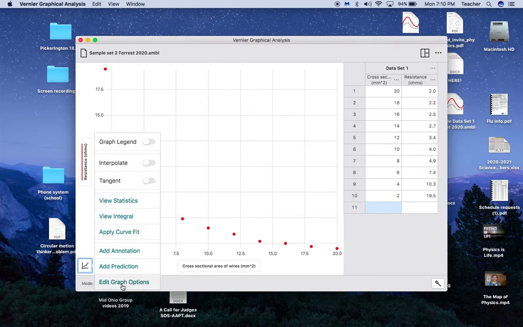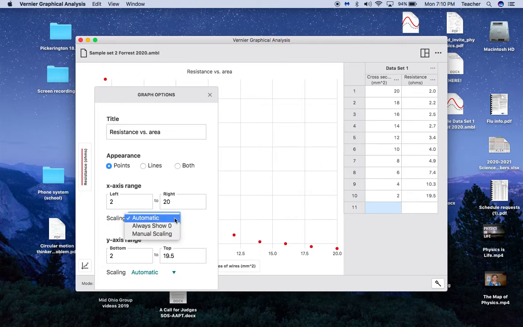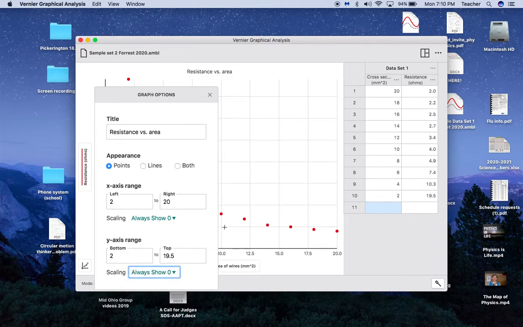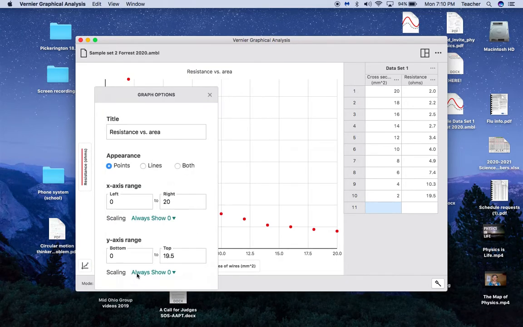First of all, I'm going to edit graph options. I'm going to say resistance versus area, and I'm going to have always show 0. Let's see if that did what I want it to do. If not, I might manually do it. Yeah, that looks pretty good. Now, again, this is kind of weird. Why does it go to 19.5? How about 20? So it automatically basically knows that I'm manually doing this.